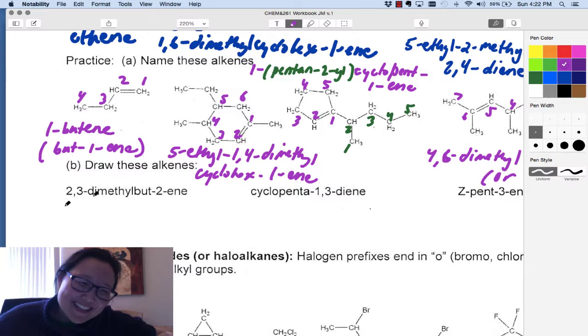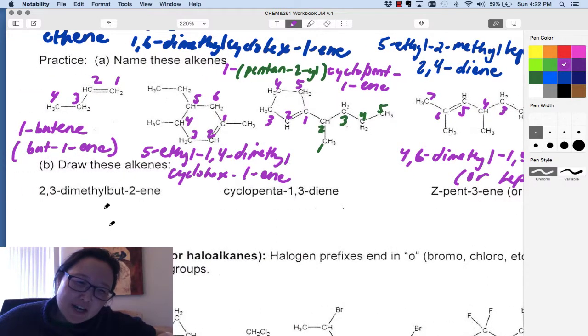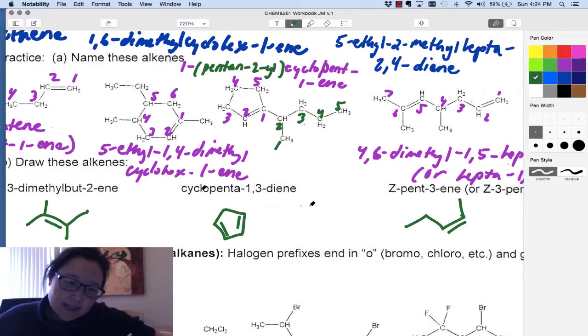Okay, draw these alkenes. So here are some examples of names, and go ahead and try drawing the molecule out just to make sure you understand it both ways. Okay guys, and so we're back with this. This is a butene, so but-2-ene with a 2,3-dimethyl. There's no E or Z because these groups are all the same. Cyclopenta-1,3-diene, so 1, 2, 3, so to start double bonds at those carbons. And don't forget it's cyclo.